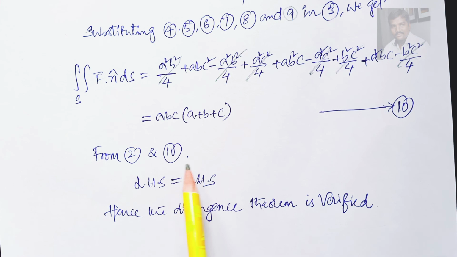Now we can see from 2 and 10, LHS is equal to RHS. Hence the divergence theorem is verified.